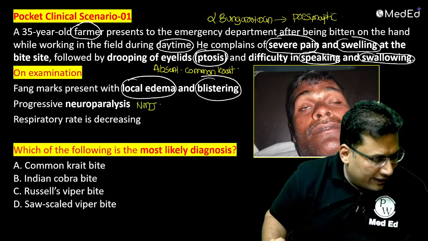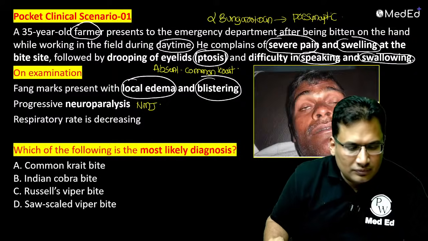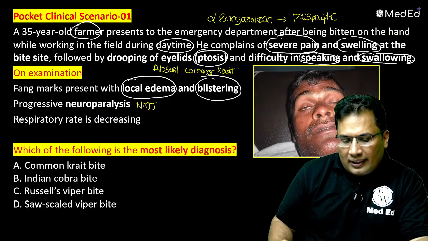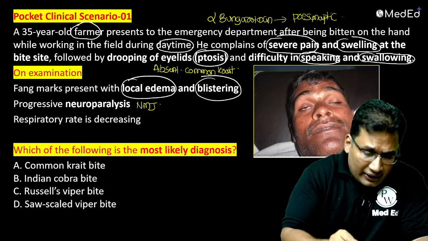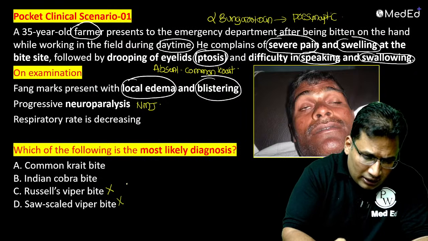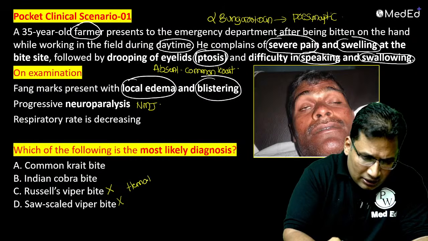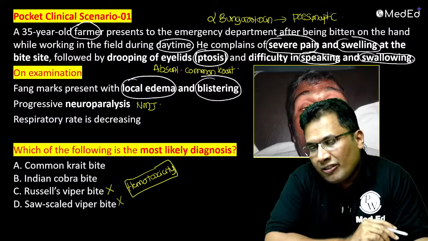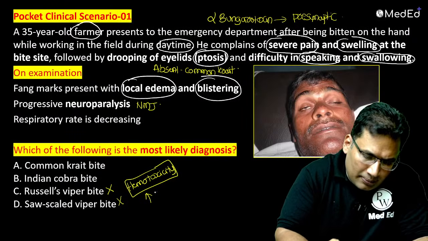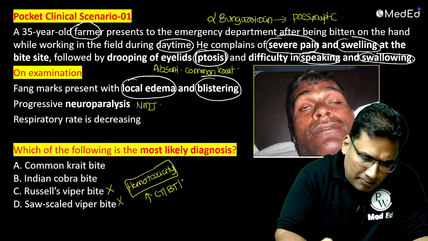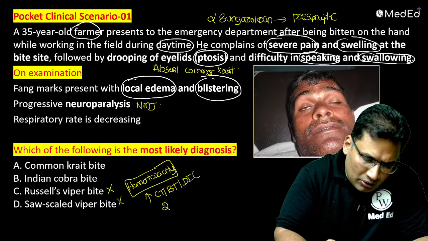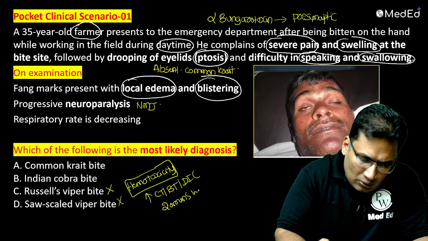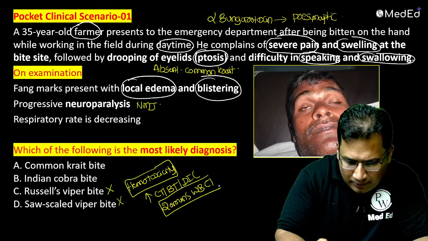Which of the following is the most likely diagnosis? Can you answer now, Devasis, Chaudhary? What is this clinical scenario? Common krait bite, Indian cobra, Russell's viper, saw-scaled viper. I said already, it is not viper bite. The viper bite commonly presents with hemotoxicity. So there can be bleeding manifestations, increased clotting time, increased bleeding time, DIC, 20-minute whole blood clotting test.